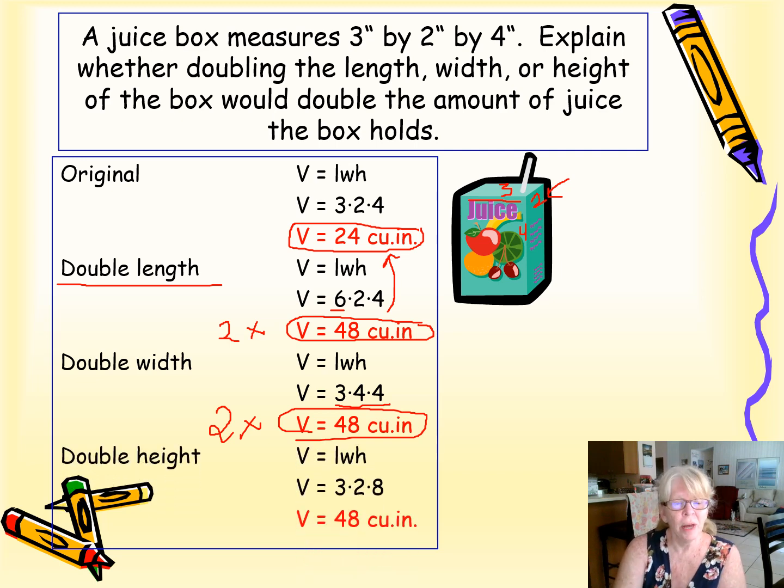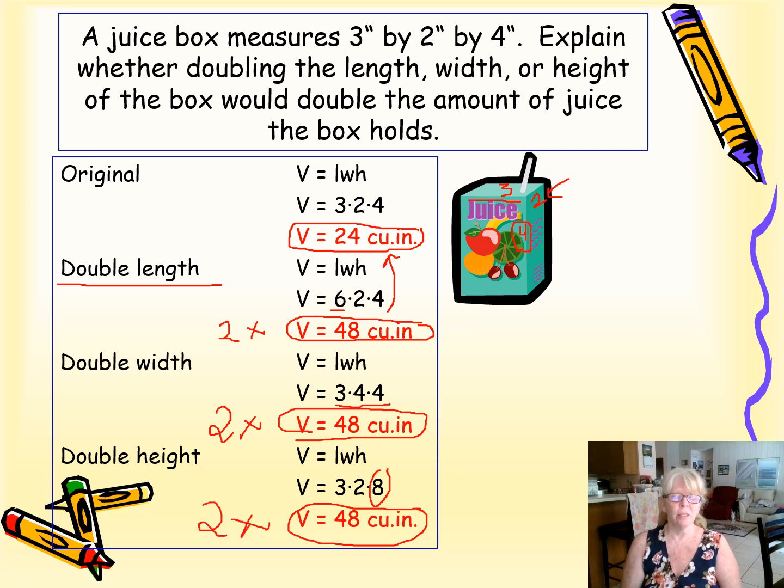If we double the height, and the height here is 4, if we double that to 8 and take the other two dimensions as they are, 3 times 2 times 8, the volume is still 48 cubic inches. So if we double the height, it is twice.